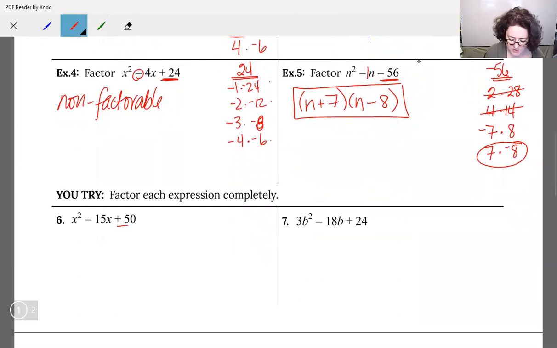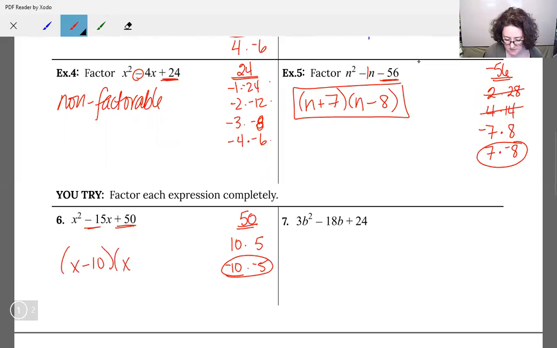Okay, for this one, we are brainstorming on a 50, trying to get a negative 15. So let's see. The first one that I'm thinking of, especially when I have these values that end in a 0, I tend to look at, well, what happens when I divide out by 10? So this is really 10 times 5. But if I'm trying to get that positive 50, I could also use negative 10 times negative 5. Still gives me a positive 50, but when I add those together, I'm going to get that negative 15 that I'm looking for. So my factoring on this one is x minus 10 and x minus 5.